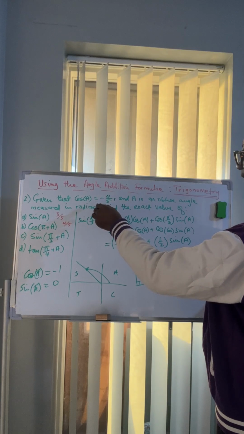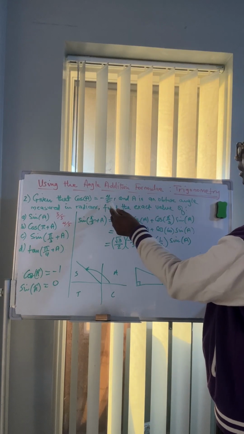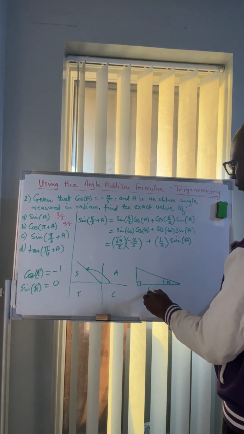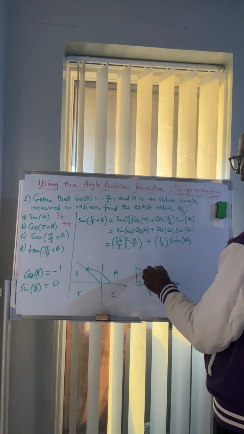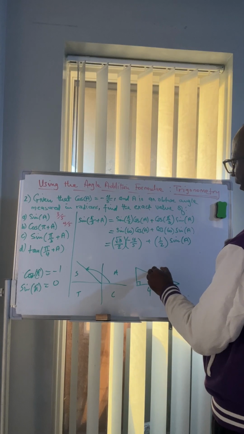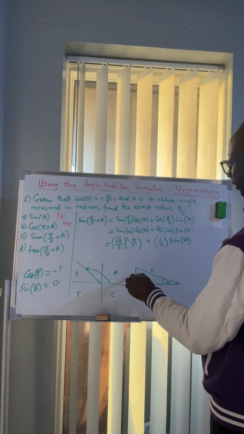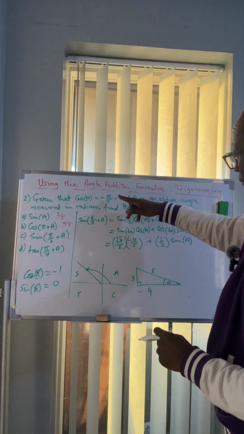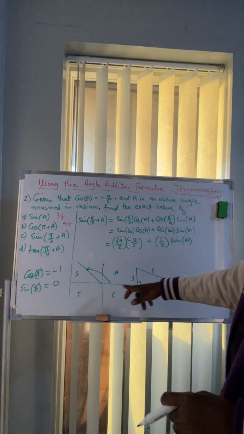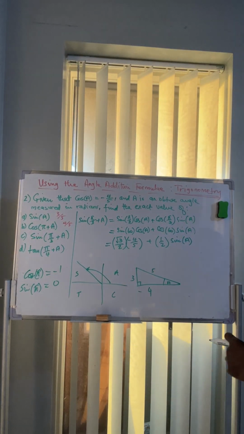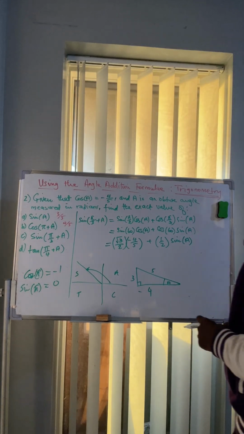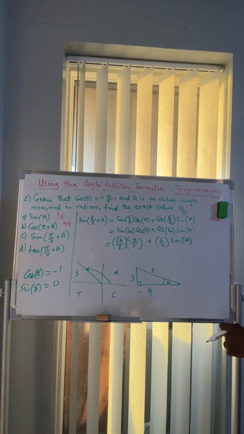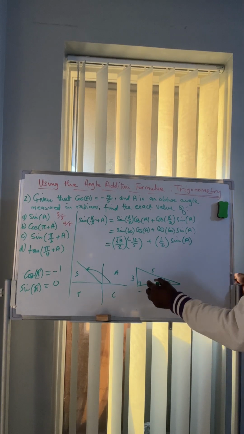We are told cos of A, and we know cos is adjacent, which is 4, all over hypotenuse, which is 5. So this side will be 3. Mind you, it's minus because cosine is negative here. It's not positive in the second quadrant. It's negative. You see they put negative here because it says obtuse angle. So now we have this.